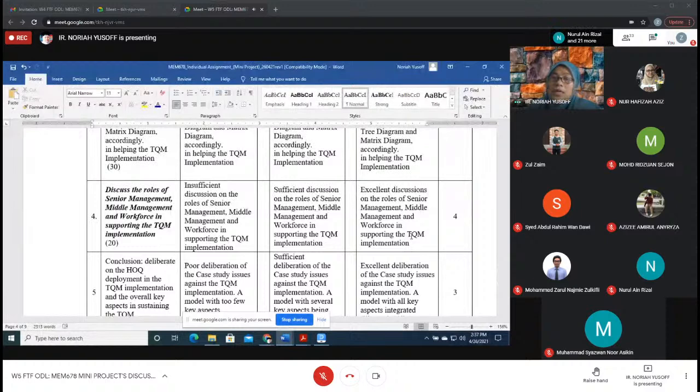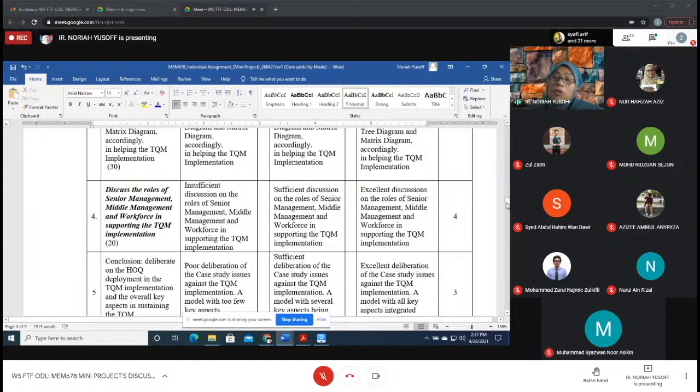Unfortunately, they do not relate this with the case study. Excellent discussion should include the roles of the senior, middle and workforce management, too, and it must be in relation to the case study. Say your case study, in this case we will see, is about sport shoes design.